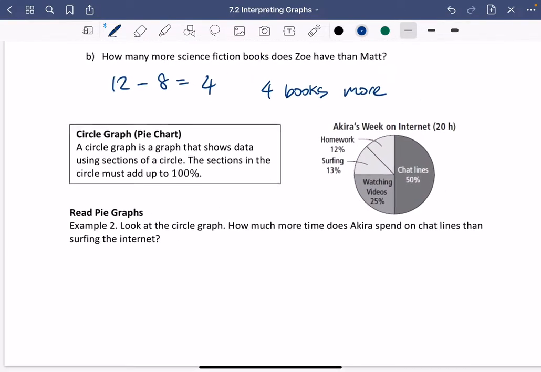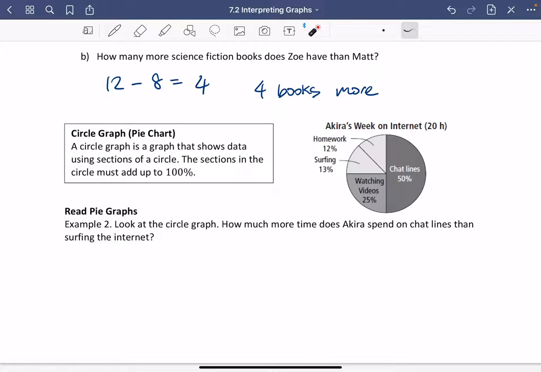All right, now let's look at the second type of graph. The second graph is the circle graph, also called the pie chart. A circle graph is a graph that shows data using sections of circles. So you have a circle, and you cut it into sections. Each section represents a different type of data. The sections in the circle must add up to 100%. So all of these sections represent a percentage, and these percentages will add up to 100.